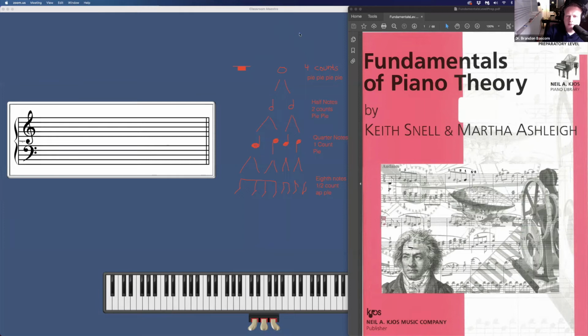And a half rest looks like a hat. And it gets 2 counts. And a quarter rest looks like a Harry Potter scar. And an 8th rest, ironically enough, looks like a 7. So that's our note tree. Hopefully that'll help you when you are working on Unit 1.